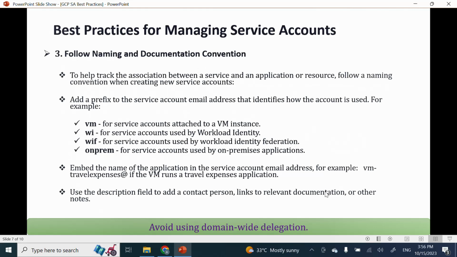The most important part is the description field. Just add your contact person, links to relevant documentation or other information, so that some other developer can contact you regarding your service account.